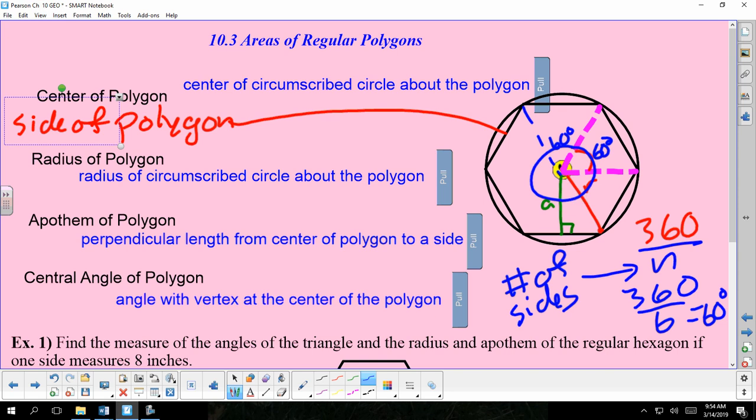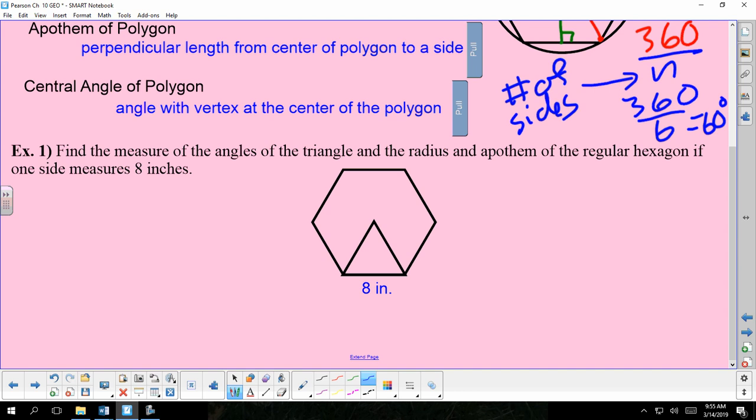All right, our first example. We want to find the measure of the angles of the triangle, the radius and the apothem of the regular hexagon that has a side length of 8 inches. All right. I'm going to go a step further and use the idea of triangles. Go ahead and figure out the area of this hexagon.